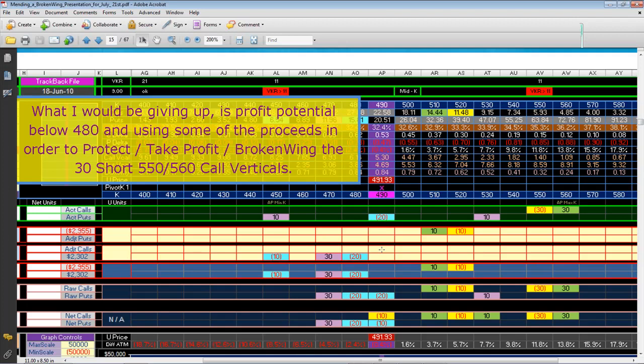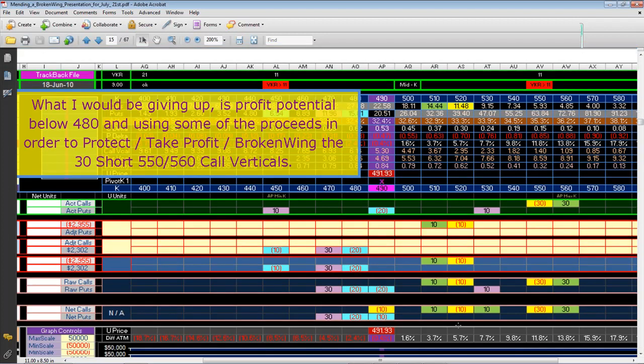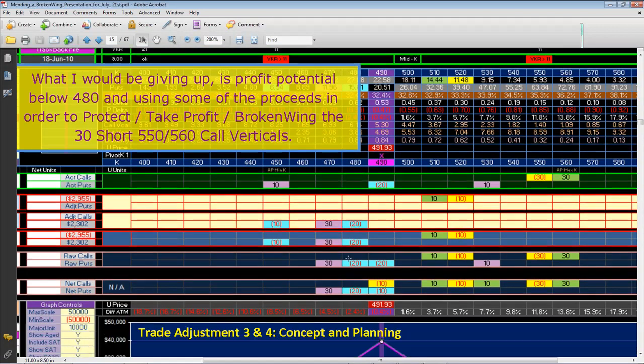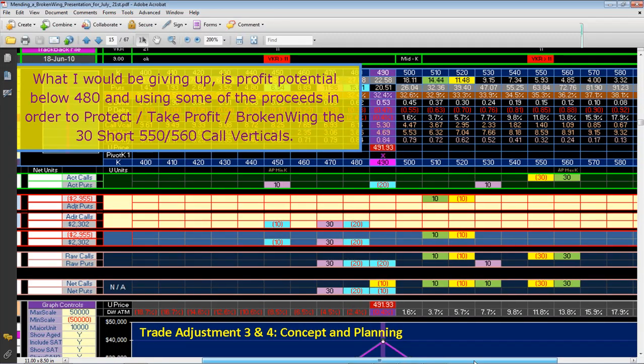I'm also broken winging the 30 short 550, 560 call verticals. All right, so now I've got this whole, wow, oh my God, look at this position, my raw position. It looks very confusing. How do you keep track of this, Charles? It would be nearly impossible to keep track of it unless you were dissecting it. And this is going to be beautiful.